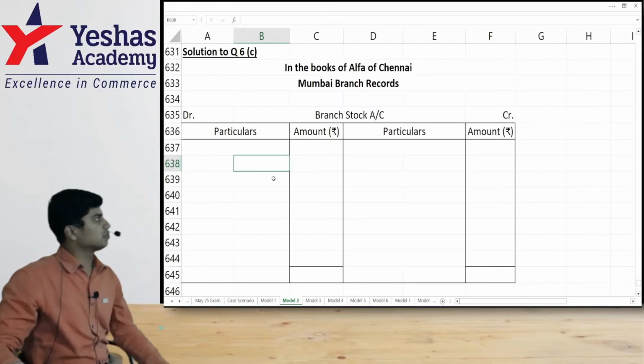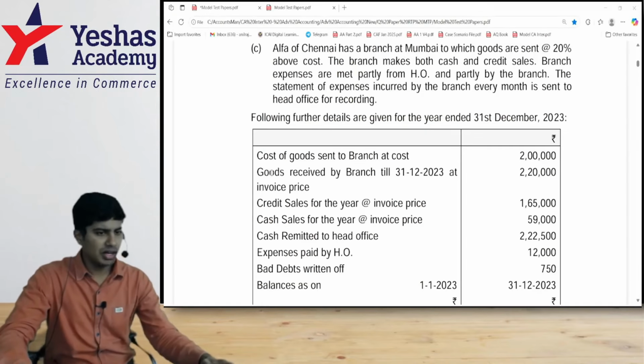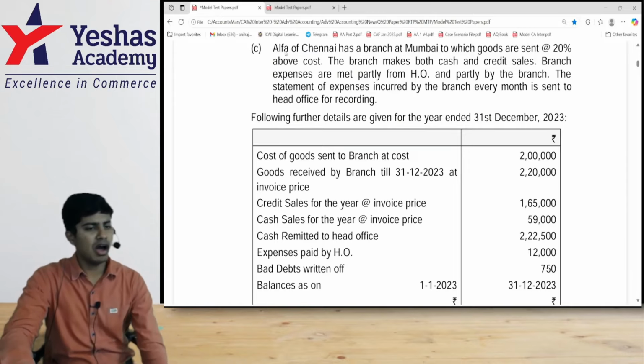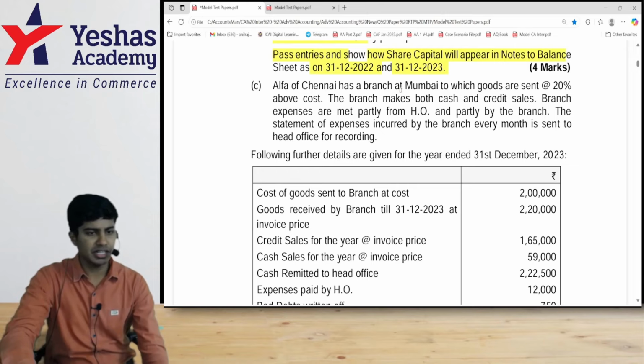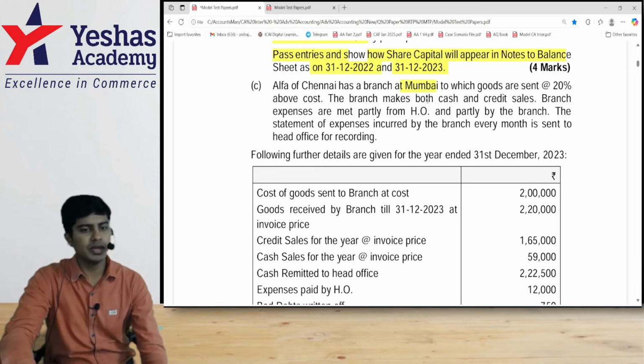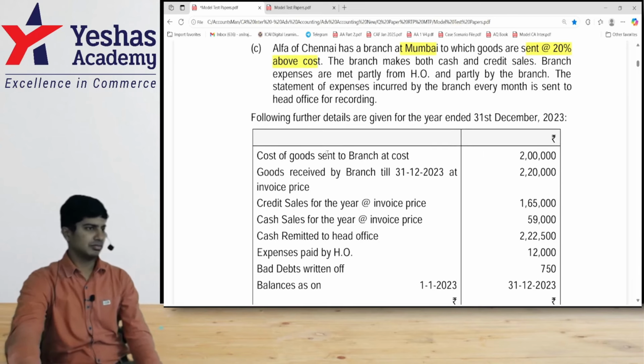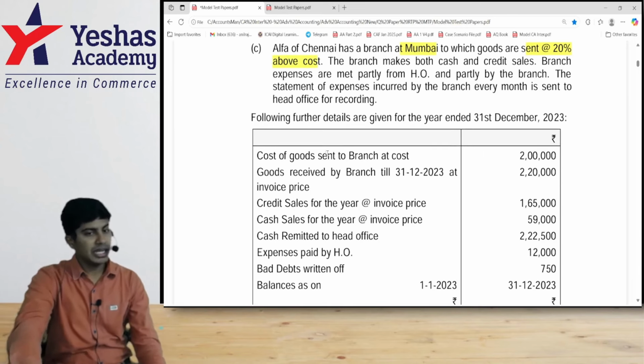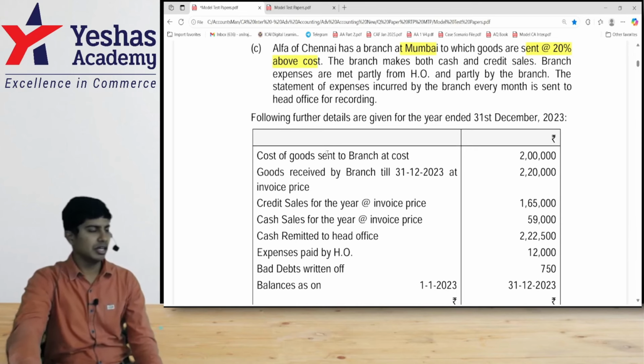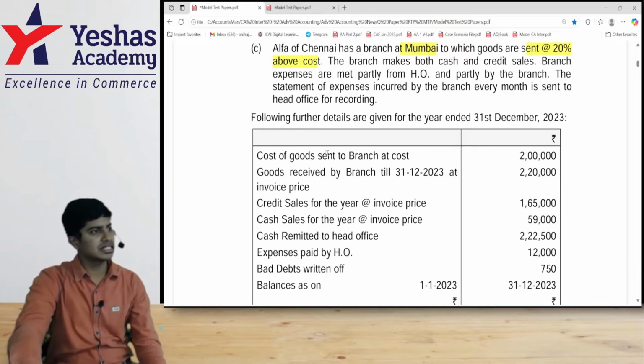And this question is from the topic of branch accounting. What have they asked us to do? Alpha of Chennai has a branch at Mumbai. Very nice. To which goods are sent at 20% above cost. So let's say the cost is 100. Load is 20. Invoice price will become 120. So 100 rupees worth of goods are sent by the head office to the branch at 120 rupees. Cost 100.